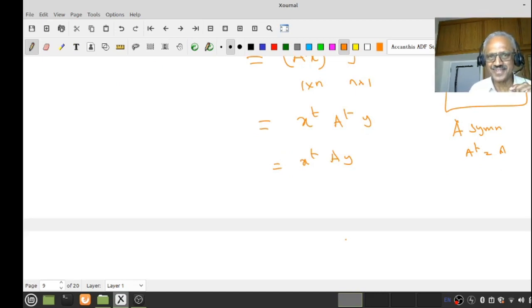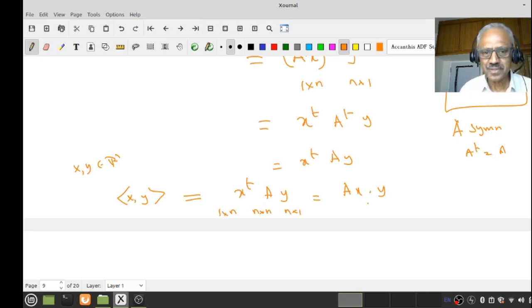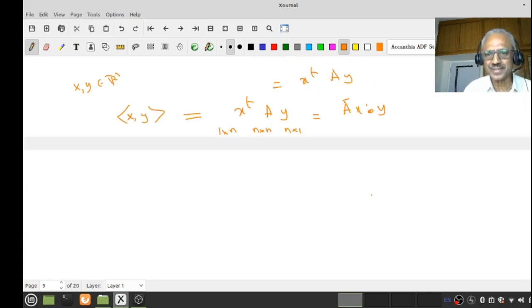Just relish this. Okay, you have a new inner product. For any two vectors X and Y, these are all in Rn now, this is given by X transpose AY, which is Ax dot Y. This is a matrix of type what? 1 cross n. This is a matrix of n cross n. This is n cross 1. Therefore, I get a number. So, the beauty is this new inner product is got in terms of A and the standard dot product.